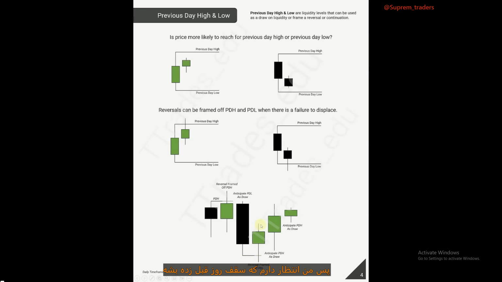So then I want to see previous day high. Now on this day, we close over the previous day, and I'd want to see previous day high once again, as shown here. Now I cover this more in depth in my daily bias video, like I said, but I just wanted to show you how I use the daily chart to frame a draw on liquidity.